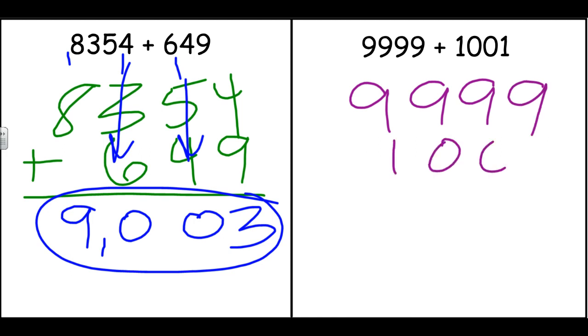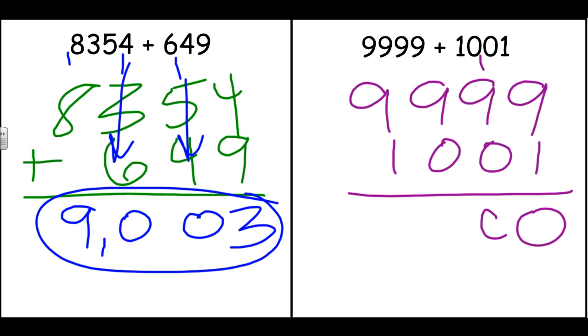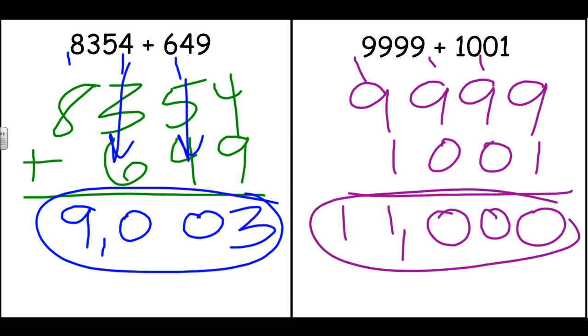And finally, 9,999 plus 1,001. 9 plus 1 is 10. Carry the 1. 1 plus 9 plus 0 is 10. Carry the 1. 1 plus 9 plus 0 is 10. Carry the 1. 1 plus 9 plus 1 this time is 11. And our answer is 11,000.